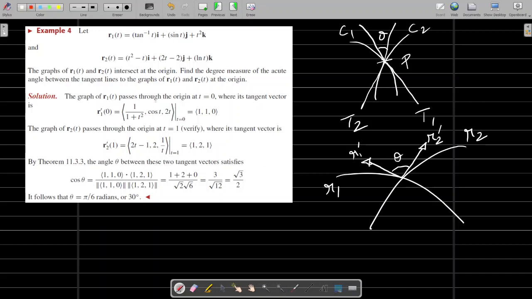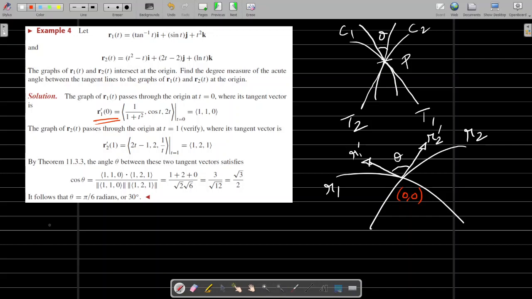So the graph of r1 of t passes through the origin at t equal to 0, where its tangent vector is given by. It is given that this point of intersection is the origin. So what you have to do is just find r1 dash at t equal to 0. So you find r1 dash at the origin. It passes through the origin at t equal to 0. That is also a point that you must understand.